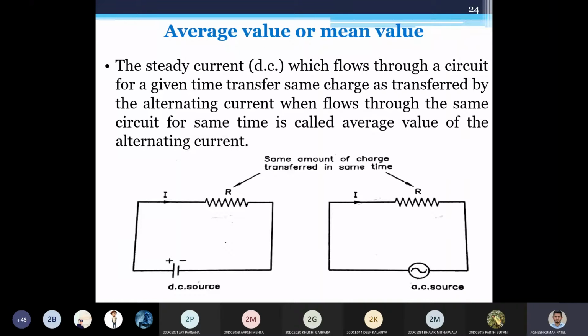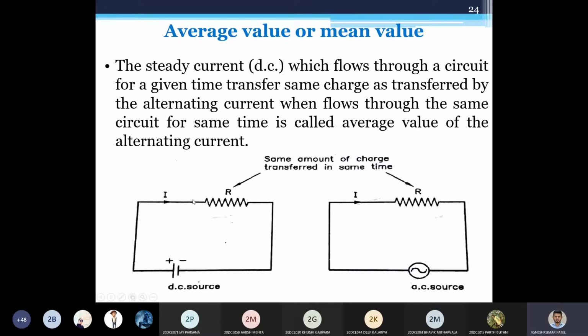Now, whenever you want to compare AC voltage with DC voltage or AC current with DC current, at that time, the average value and RMS value are the two parameters which can help you in comparing the AC with DC. So basically, what is the average value first? The steady state current, that means DC current, which flows through a circuit for a given time transfers the same charges as transferred by the alternating current.